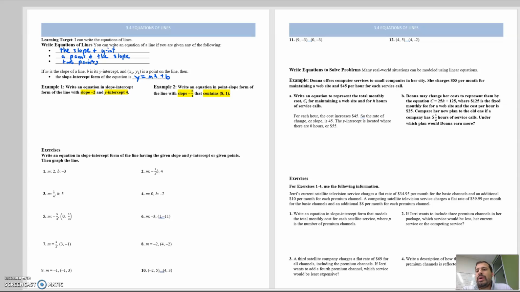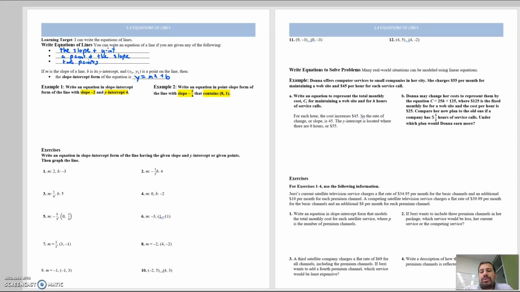In this video, we're going to talk about what you need in order to write the equation of a line. Make sure that you are watching this video and filling out the worksheet that goes with it. You will submit the worksheet after watching the video and finishing the worksheet, of course.